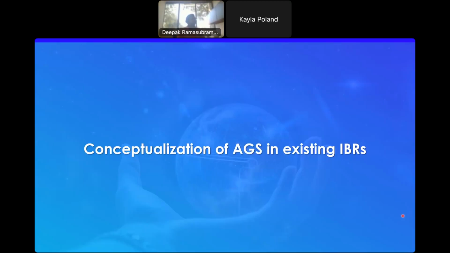So let's talk about the conceptualization of this advanced grid support. We'll be using the acronym AGS for advanced grid support, and IBR is, of course, inverter-based resources.